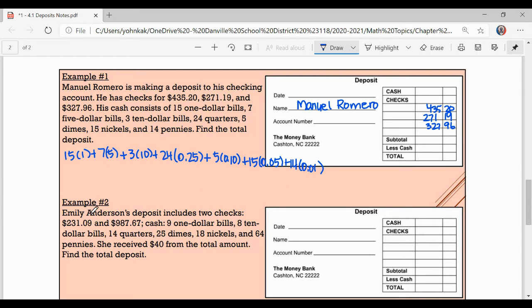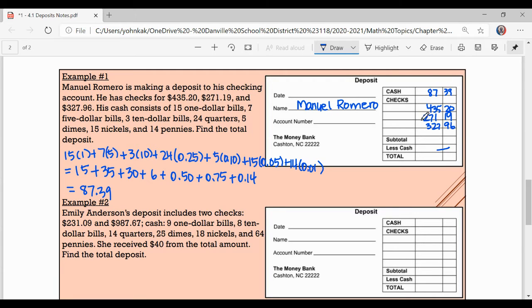All right, so that gives us 15, 35, 30, 24 quarters is 6, 5 dimes is 50 cents, 15 nickels is 75 cents, and 14 pennies. That gives us a total cash of $87.39. So I can put the 87 on the left and I can put 39 on the right. It doesn't look like he needs any cash back, so we don't have anything there.